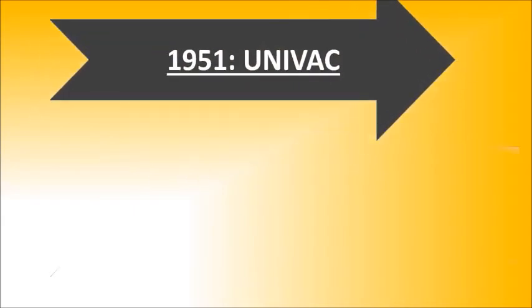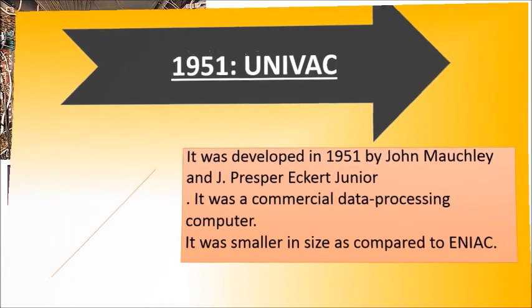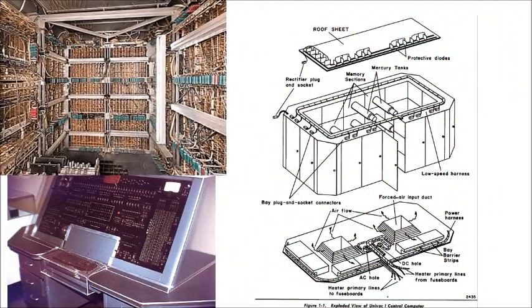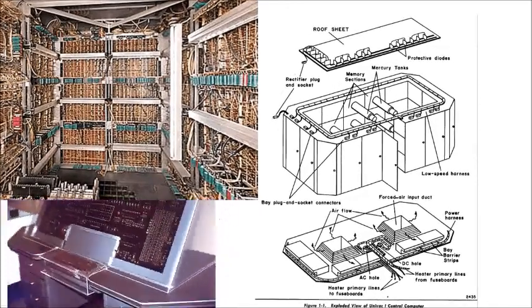After IBM 650 came the UNIVAC. It was developed in the year 1951. It was a commercial data processing computer. It was small in size as compared to ENIAC. Here are a few of the pictures of UNIVAC, the exploded view.